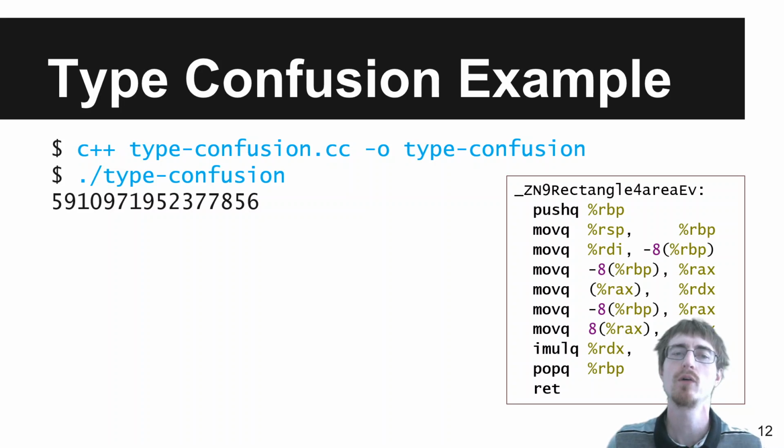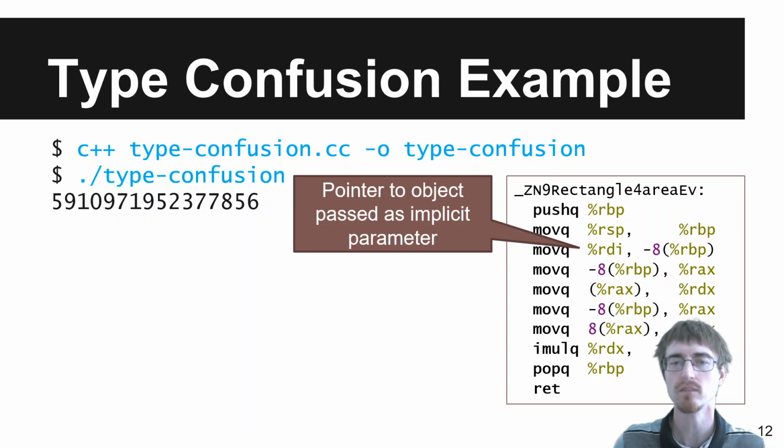So we compile the program. We don't have to have all the special switches this time. And then we run it. And we get this output, which is a huge number. So this is the area we computed for the rectangle object. Now on the right hand side, we see the function used to perform this computation. Let's take a good look at what happens here.